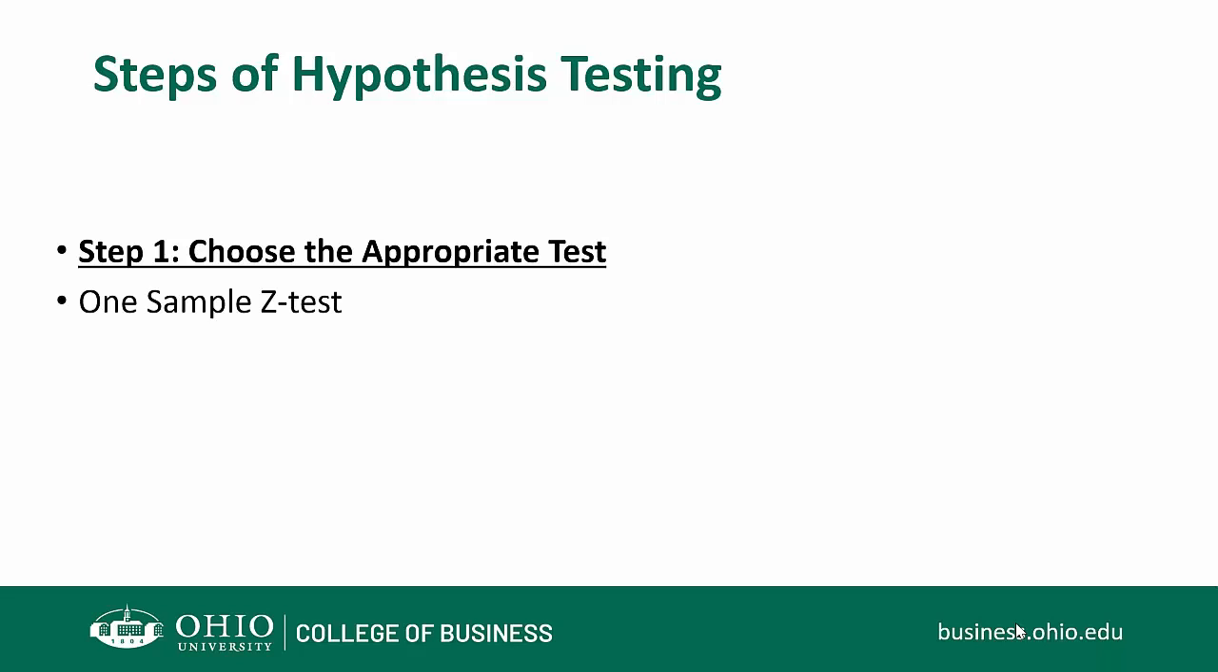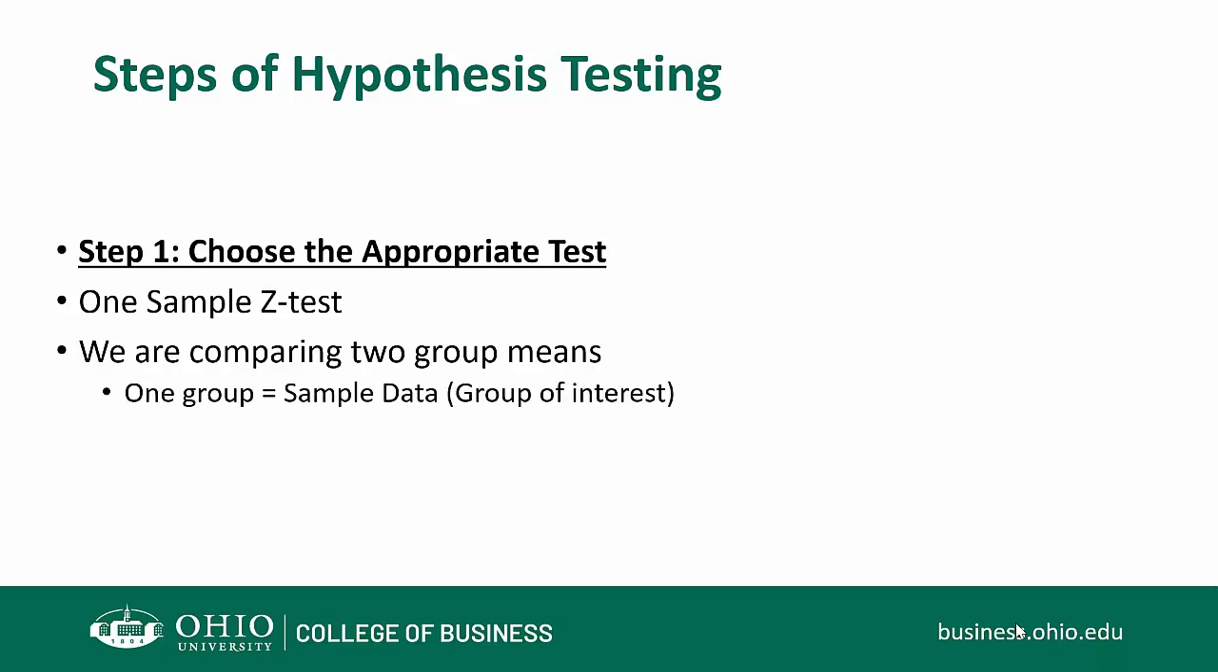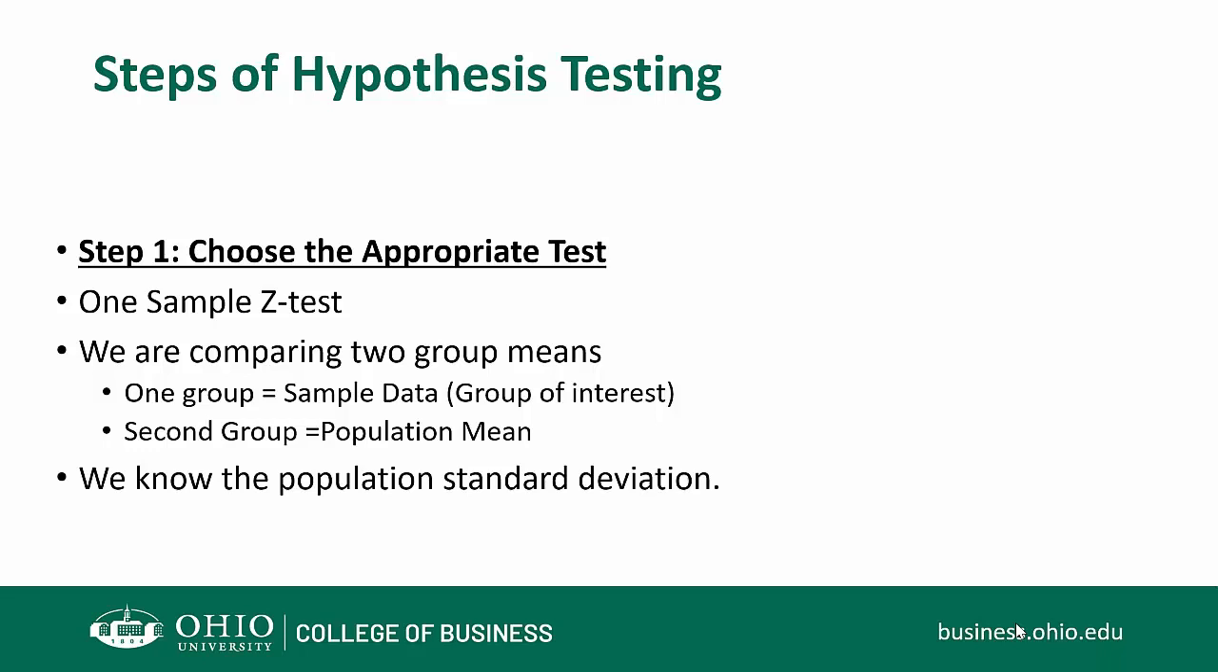We are going to conduct a one-sample z-test. You conduct a one-sample z-test when you're interested in comparing two group means. For one group, you have sample data. This is considered to be the group of interest. For the other group, you know the population mean. The population mean is either known or claimed or desired. We also know the population standard deviation.